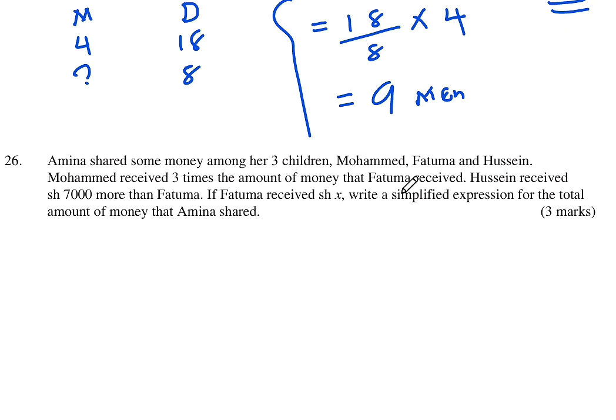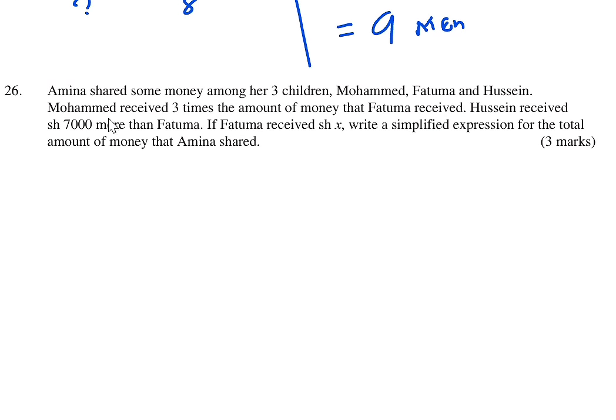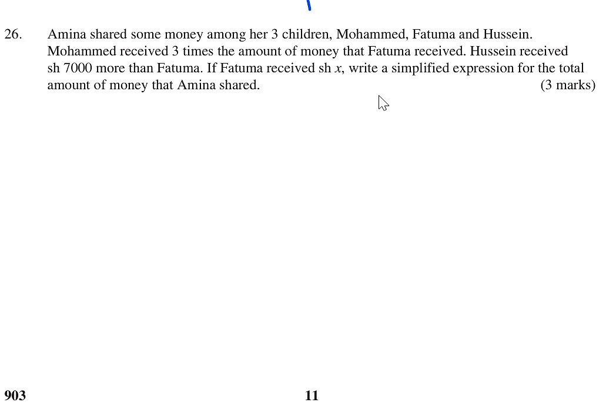Number 26. Amina shared some money among her 3 children, Muhammad, Fatuma, and Hussein. Muhammad received 3 times the amount of money that Fatuma received. Hussein received 7,000 more than Fatuma. If Fatuma received X shillings, write a simplified expression for the total amount of money that Amina shared. Very easy. Remember here Fatuma equals X. So we start with Fatuma. The money she got is X.